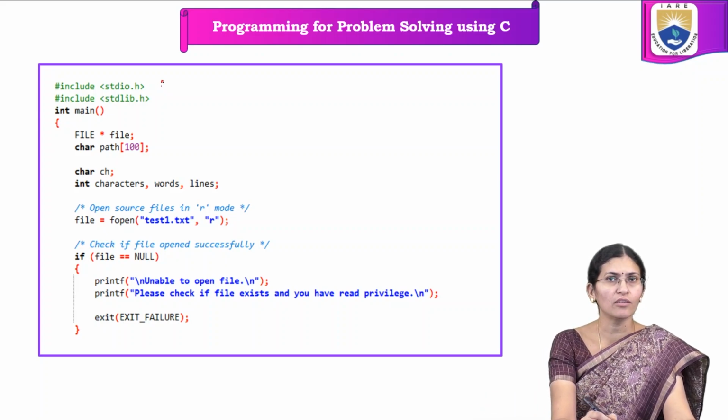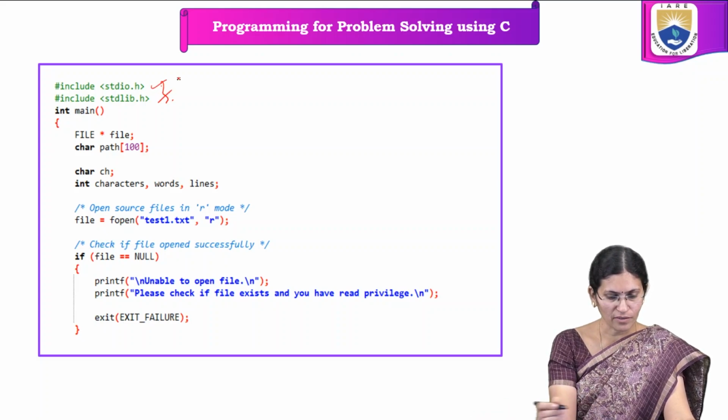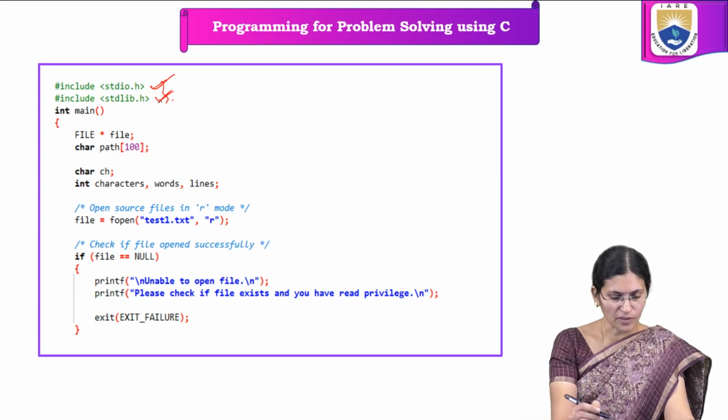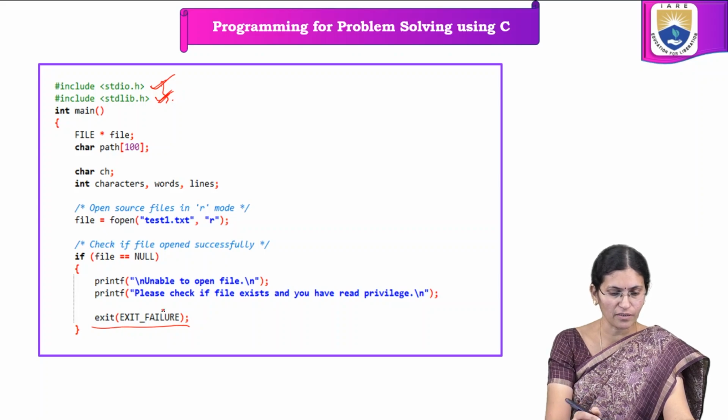So, first thing, in order to write a C program, you need to include the header files. These are the two header files we have included here: stdio.h, the standard input output header file, and the next one is stdlib.h. The exit function is defined in this header file, so we need to include it. Next, inside the main function, we need to write the logic.